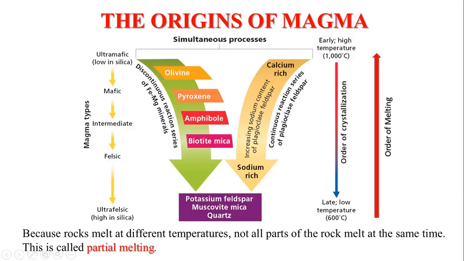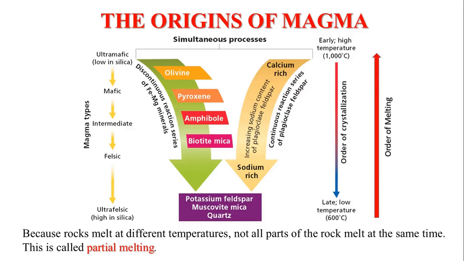Okay, so now we've got three different variables. We've got temperature. By increasing the temperature, you can originate magma. By decreasing the pressure, you can originate magma. And then, of course, by adding volatiles, you can generate magma. But now you're looking at the last thing, composition.